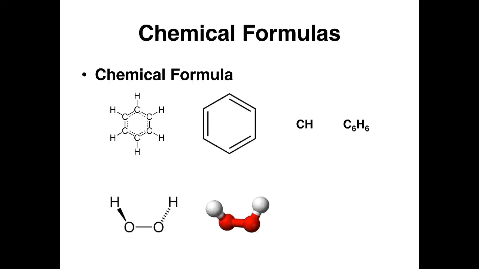Here's an example of hydrogen peroxide. And the empirical formula, again, is HO, 1 to 1. The molecular formula, H2O2, hydrogen peroxide.